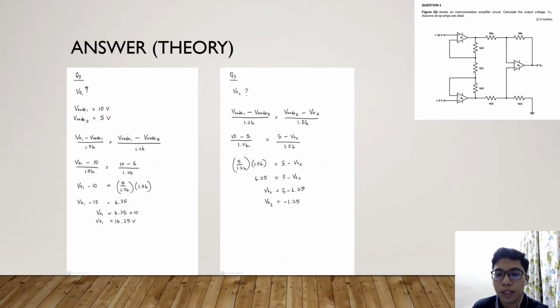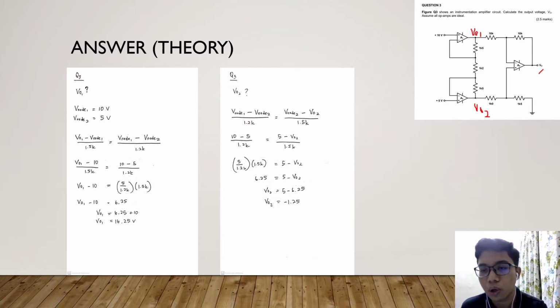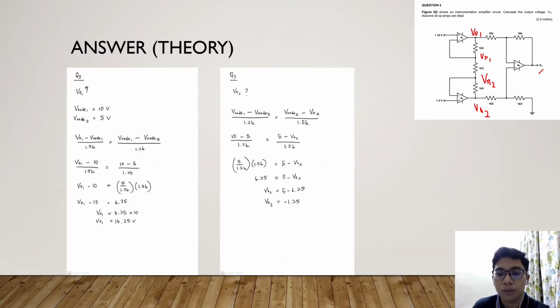Alright, so in order to find the value of V output here, we first have to identify the value of V output 1 here. I just label it V output 1, and V output 2 is here. So we have to find the value of V output 1. So how? This I call V naught 1, and this is V naught 2. We have to find V output 1 by using the value of V naught 1 and V naught 2.